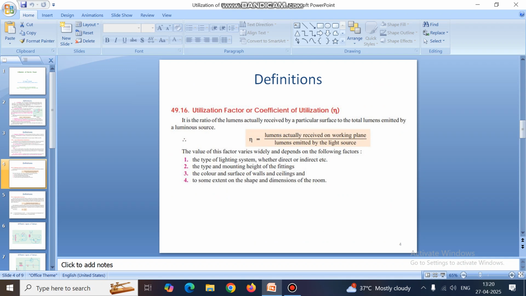Now, utilization factor or coefficient of utilization, eta. It is basically the ratio of lumens actually received on the working plane to the lumens emitted by the light source. This depends upon some factors. Number one, the type of lighting system, that means whether it is direct lighting or indirect lighting. Number two, type and mounting height of the fittings. Number three, color of surface, wall and ceiling. Number four, to some extent the shape and dimension of the room.